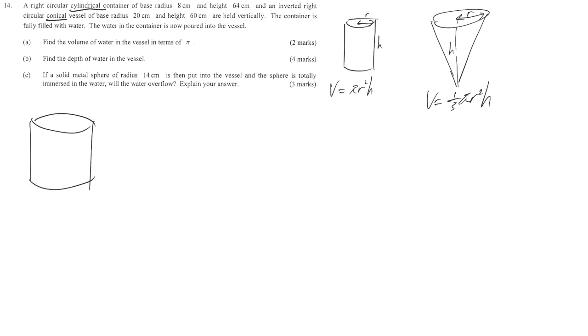They say there is a cylindrical container with the base radius 8 and the height 64, and there is an inverted circular conical vessel with the base radius 20 and the height 60. The container is fully filled with water. So the container, all the space here, is water.